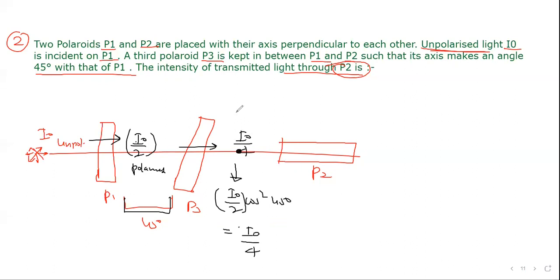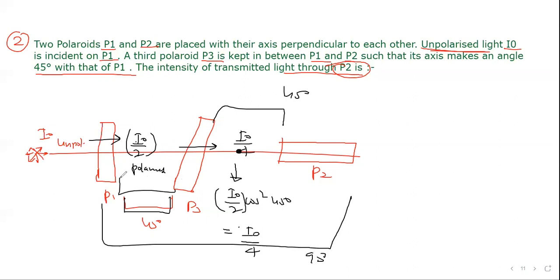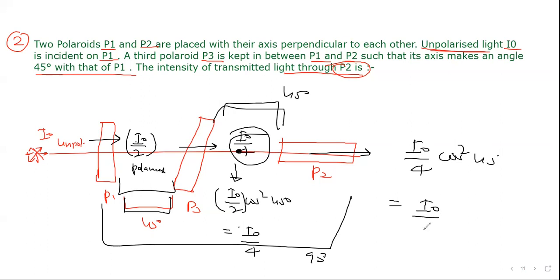Now what's the angle between P3 and P2? That's also 45 degrees, because P1 and P2 are at 90 degrees and the angle between P1 and P3 is 45 degrees. Now we want the intensity after passing through P2. Again, Malus law. The intensity at this point is I naught by 4, times cos square 45. Cos 45 is again 1 by root 2, squared. So the answer becomes I naught by 8. This much intensity passes through the system.